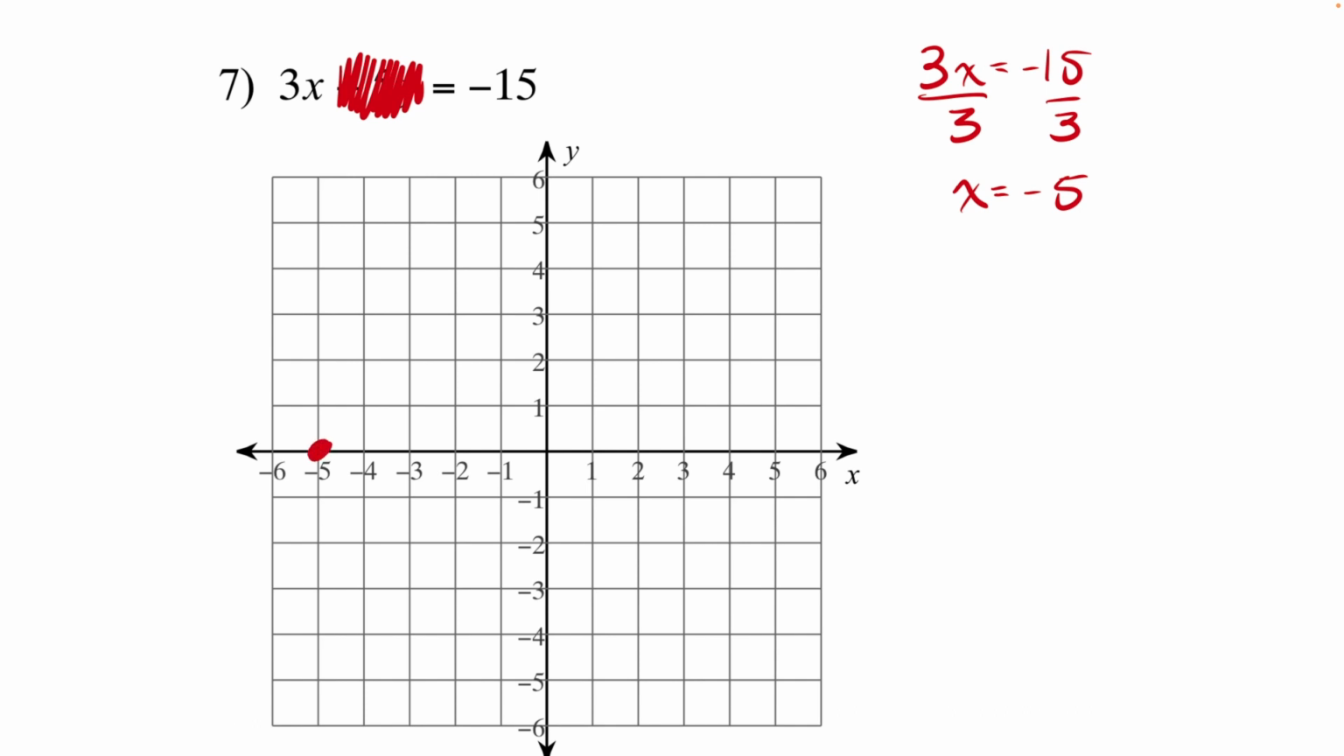So I graph my x-intercept of -5. Halfway done.